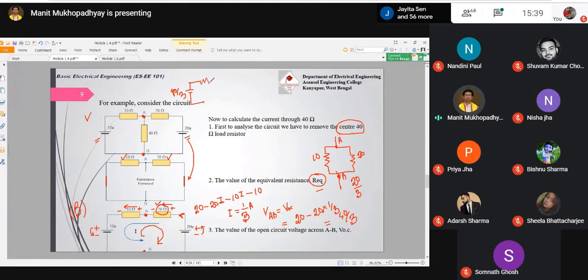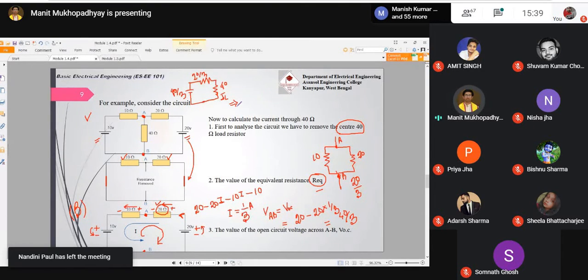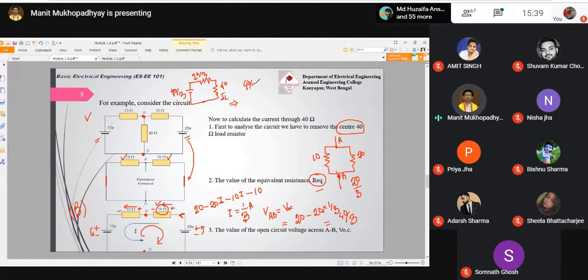Next, in series, this value is 20 by 3. And what is the load resistance value? That is 40. Now calculate the current IL. Calculate the value of current IL. How can you calculate? Do it fast. 40 by 3 divided by 20 by 3 plus 40.